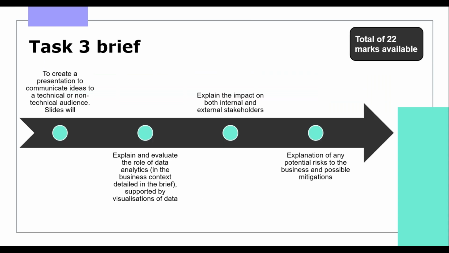Now, this task is worth 22 marks in total, with 6 of those marks being for the demonstration of English and digital skills. Students will be tasked with the creation of a presentation to communicate their findings and recommendations following their data analysis in Task 2B. Students will be issued with all of the data sets used in Task 2B and will create digital slides intended for a technical or non-technical audience.